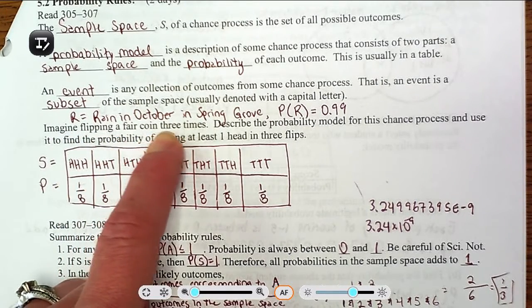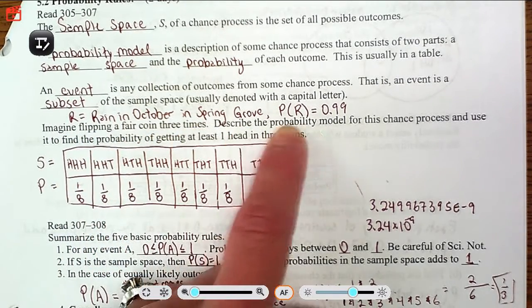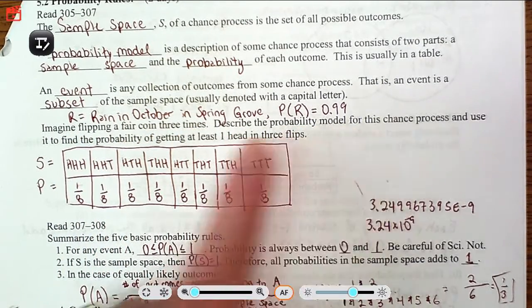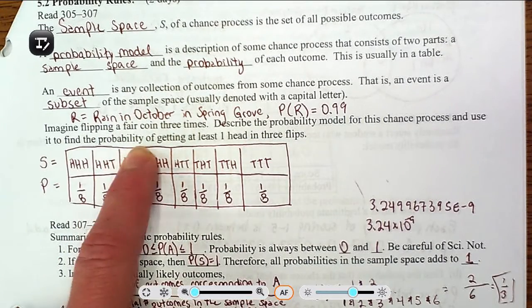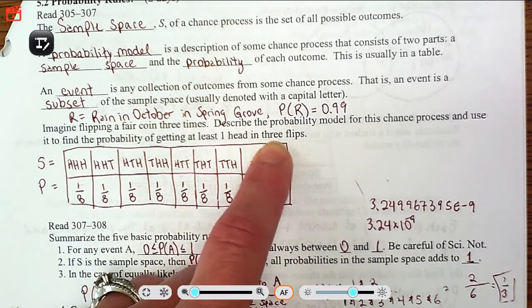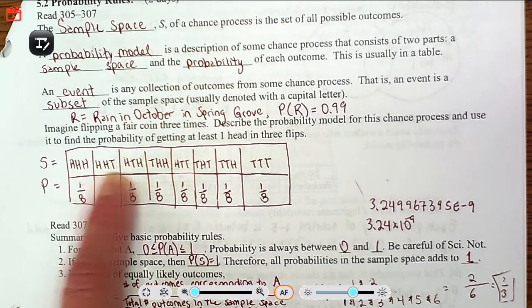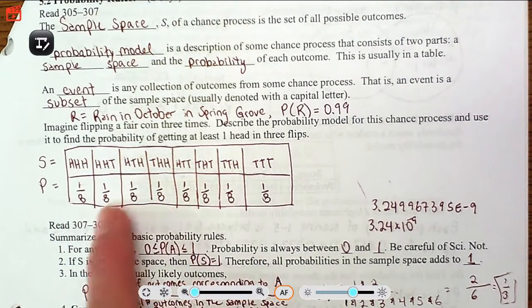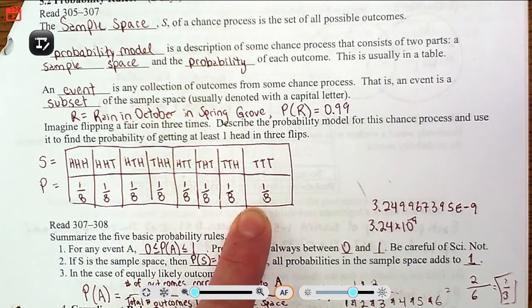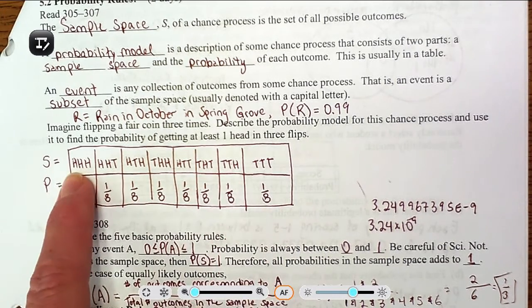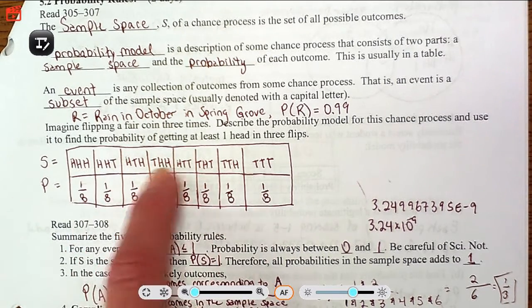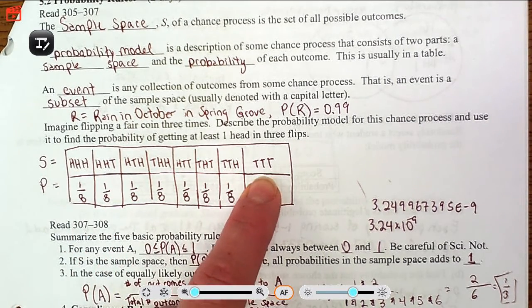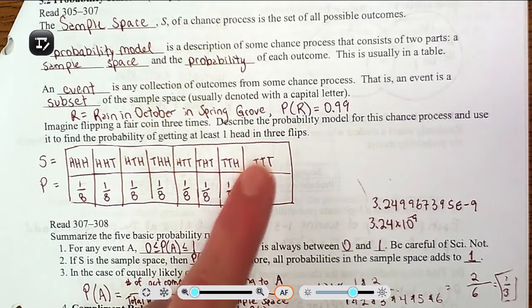Imagine flipping a coin 3 times. Describe the probability model for this chance process and use it to find the probability of getting at least one head in 3 flips. So the probability model includes both parts, the sample space, which is every possible outcome, and each of their probabilities. So the sample space, I'm going to start and organize and be systematic so that I don't forget or miss one of the options.